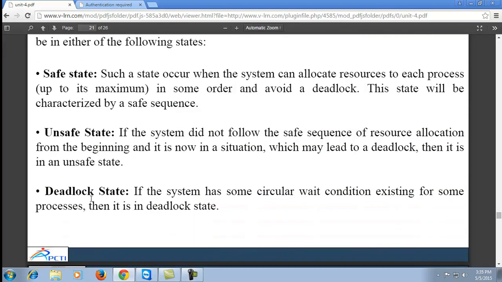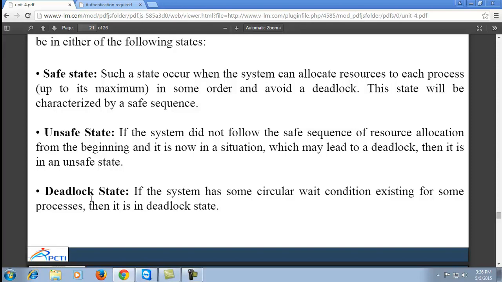This state occurs when the system can allocate resources to each process in some order and avoid a deadlock, up to the maximum allocation of resources required for a particular execution or for completion of a particular kind of task. This state is characterized by a safe sequence. The next point is the unsafe state.